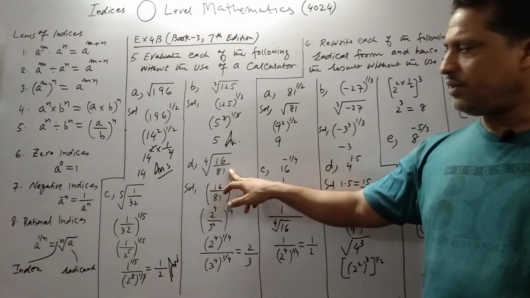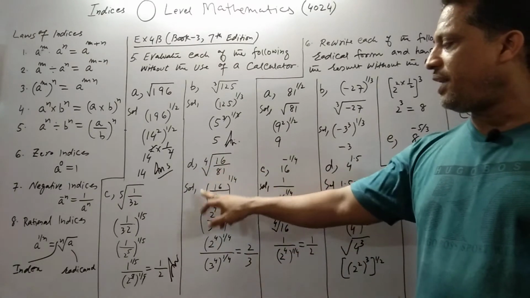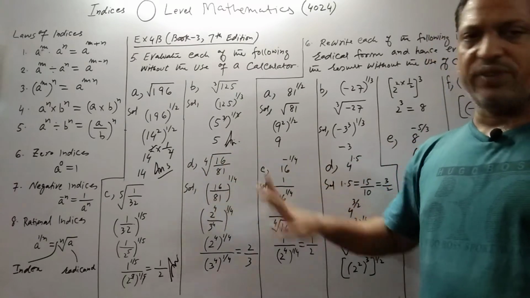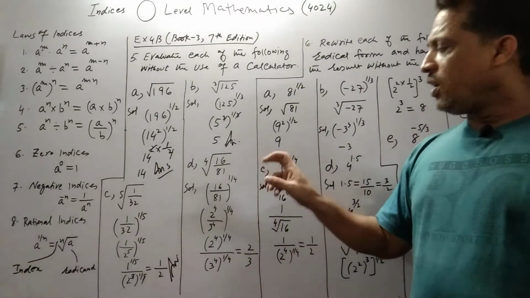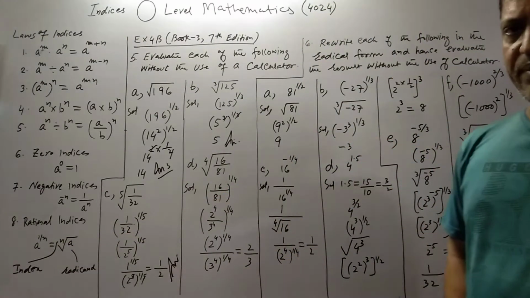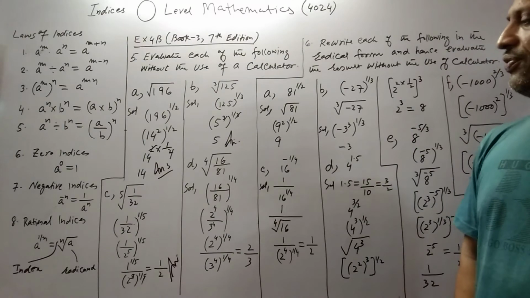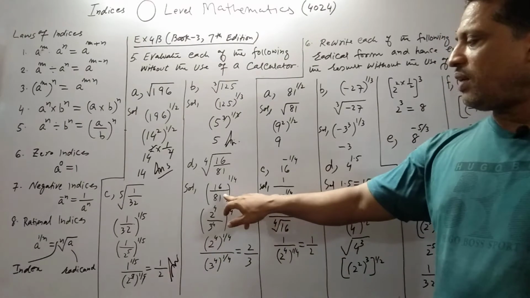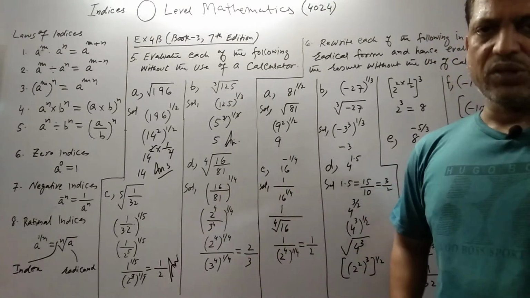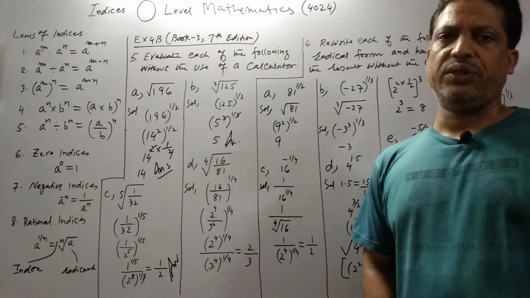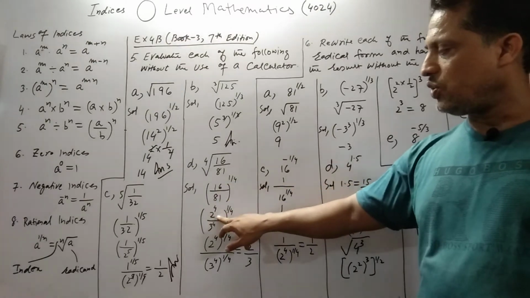See part D. (16/81) with index 4. First, we can convert this (16/81)^(1/4) by applying this law of indices. Now, we have to find a number in both numerator and denominator whose power 4 is 16 and whose power 4 is 81. So 2 to the power 4 is 16, because 2 into 2 into 2 into 2: 2 2s are 4, 4 2s are 8, 8 2s are 16. So we have to write 16 as 2 to the power 4.